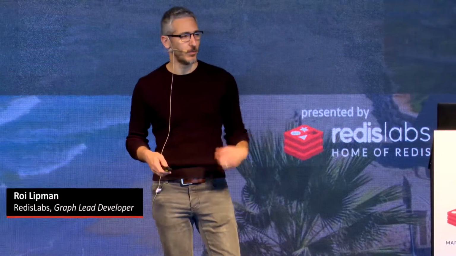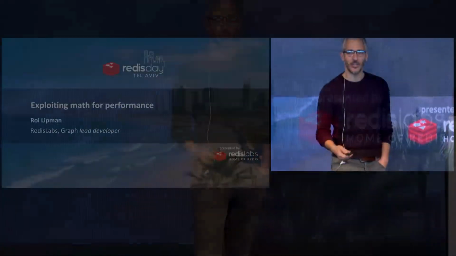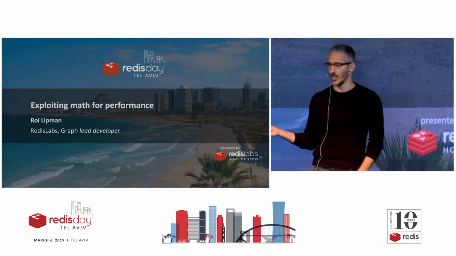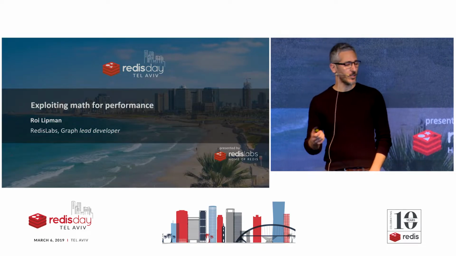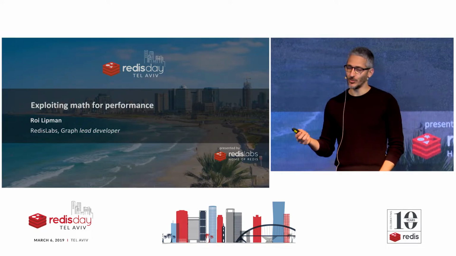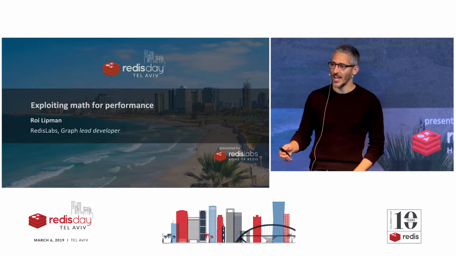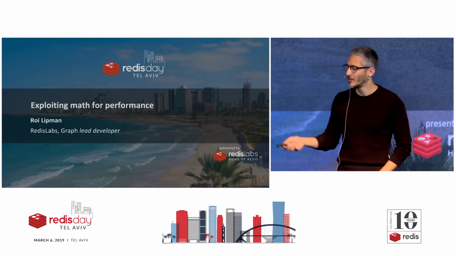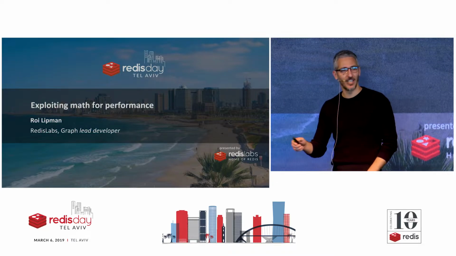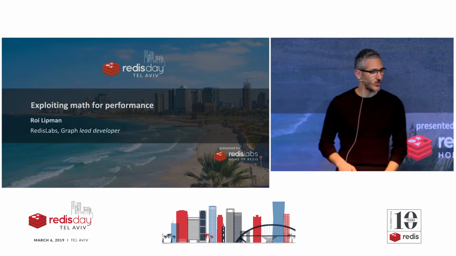This talk is going to be split between myself and Jacob from Xblog, and I will try to explain what's going on behind Redis graph. What are the internals? What are the concepts that Redis graph is built on? And hopefully, I will be able to convince you that using math, more specifically linear algebra, has a lot of benefits to it.